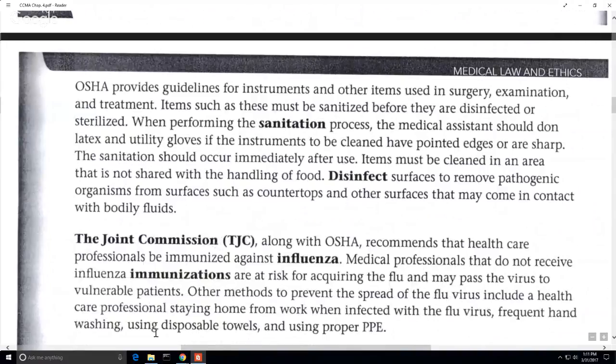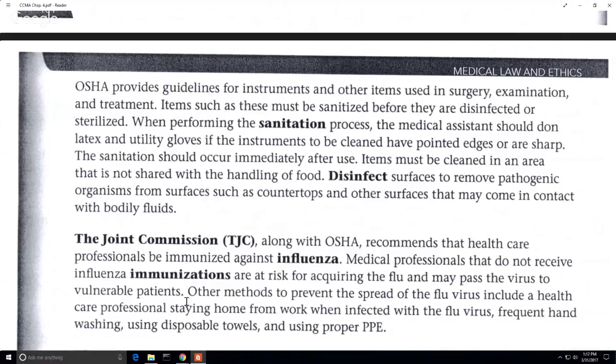The Joint Commission, along with OSHA, recommends that healthcare professionals be immunized against influenza. Medical professionals who do not receive influenza immunizations are at risk of acquiring the flu and may pass the virus to vulnerable patients.